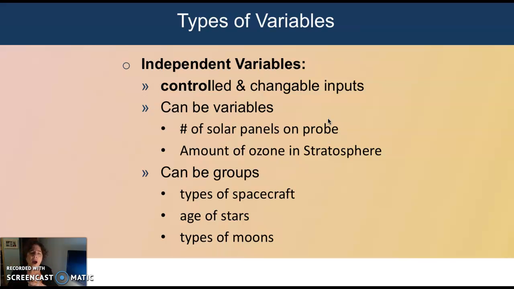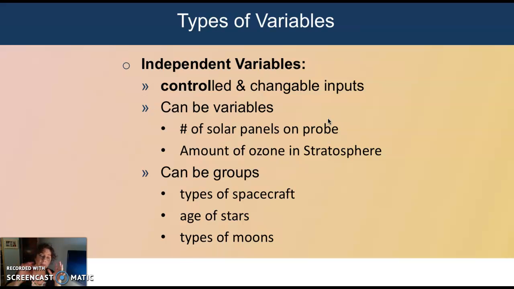We can also look into variables like the amount of ozone in the stratosphere. That's actually changeable from winter to summer. So we can change the time when we do our experiment to look at measurements that happen as a result of different levels of ozone in the stratosphere at different times. These would be independent variables, variables that we change.